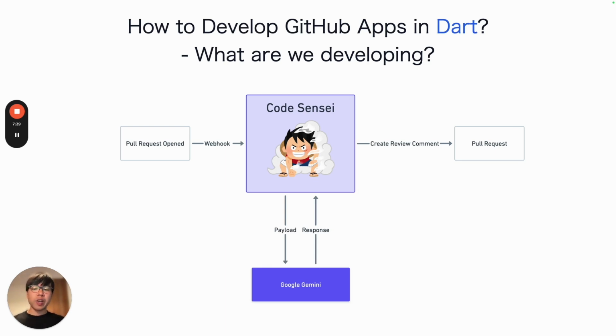First, I'll explain the overall architecture. When a PR is opened, Code Sensei receives the GitHub webhook payload. This payload contains code differences, and the app sends them to Gemini. Gemini returns the result to the bot, and it creates a review comment on the pull request.